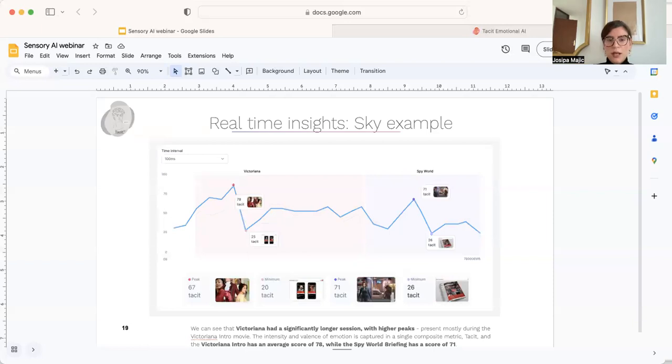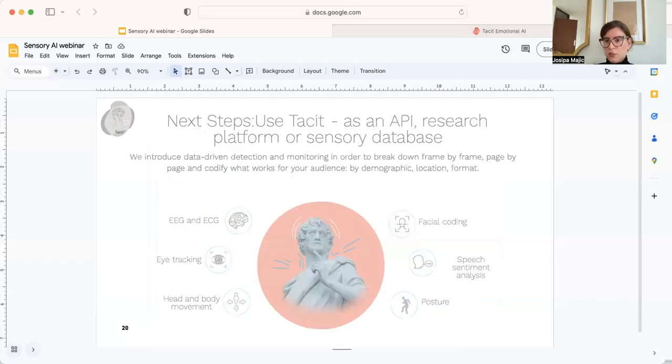An example that we have is the real-time insights that we've done for our clients at Sky. And here you can see an example of what we've done for their marketing materials, which are then being analyzed live in real time, and they can see stimuli by stimuli how they perform one against the other, and they can also select the time intervals and the granularity of the data, and inspect what works best.